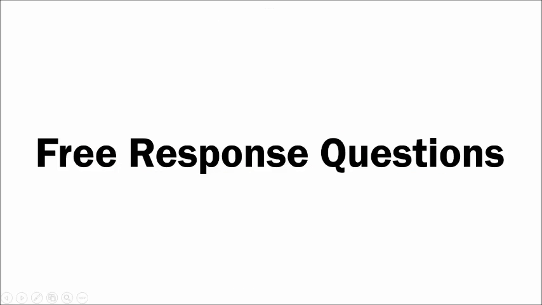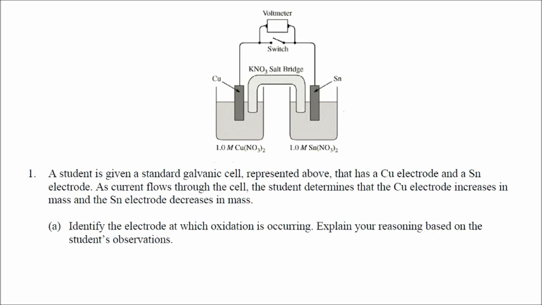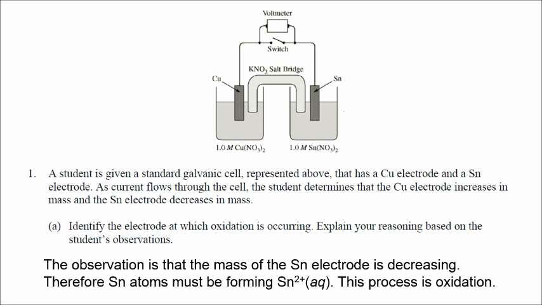All right, now on to the free response questions. Number 1, we have a galvanic cell involving copper and tin. We don't have any information about the voltages, but we can take a look at the fact that as current flows through the cell, the mass of the copper electrode increases and the mass of the tin electrode decreases. So at which electrode is oxidation occurring? Well, the observation is that the mass of the tin electrode is decreasing. Therefore, tin atoms must be forming aqueous tin ions. And that process is oxidation. So oxidation is occurring at the tin electrode.